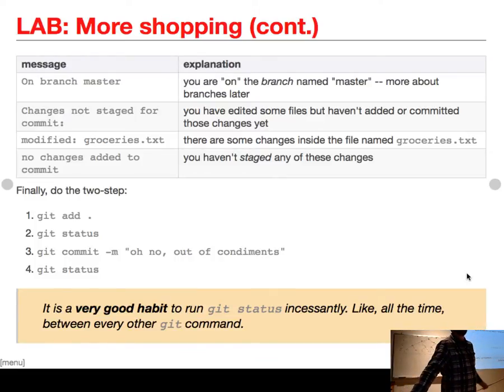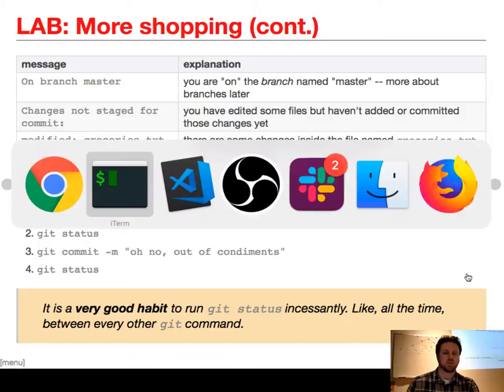We're going to run status, and then we're going to commit. Our new message is that we needed to add ketchup in because we're out of condiments. And then we'll check our status after we're done. So in your editors, go ahead and change your file to add the stuff in, and then let's run these commands and see what happens.